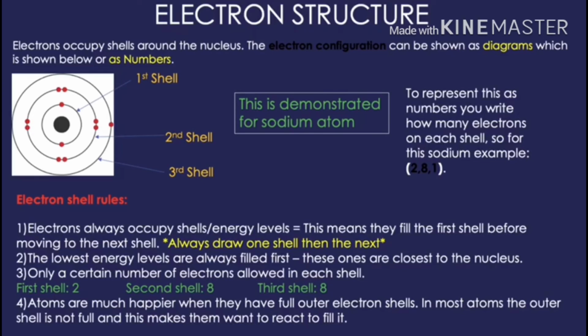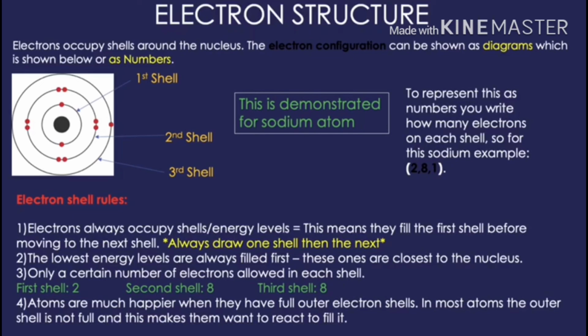Electron configuration has some rules. Number 1, electrons always occupy shells, which are also known as energy levels. This means that a shell must be full before filling in the next one. Number 2, the lowest energy levels are always filled first. These are the ones that are closest to the nucleus, and also represented on the diagram above as the first shell. Number 3, only a certain number of electrons are allowed in each shell.